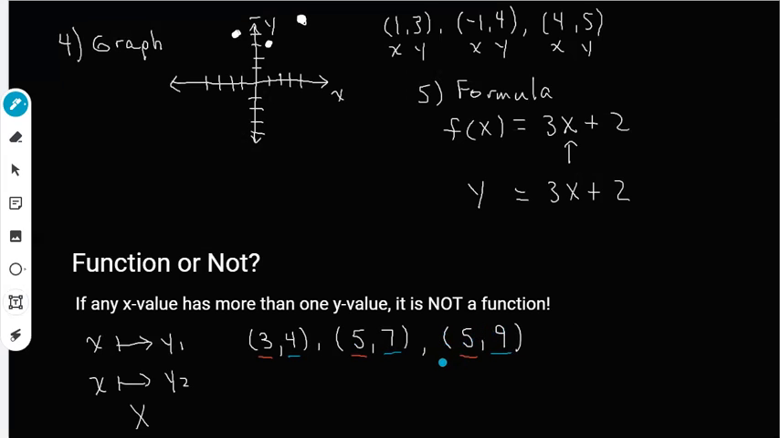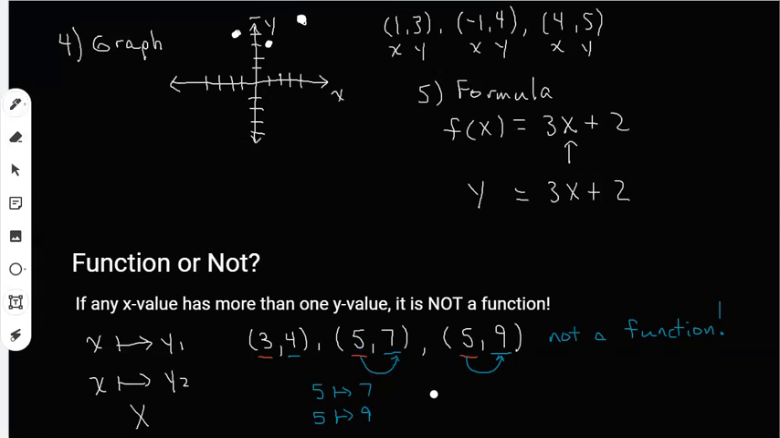Okay? Now notice that 5 is being mapped to 7, so we can say 5 is mapped to 7. But 5 is also being mapped to 9, right? So that means this x value has more than one y value, so this is not a function. This cannot be a function. Why is that? Because this x value has more than one y value, right? Let's do another example like that.